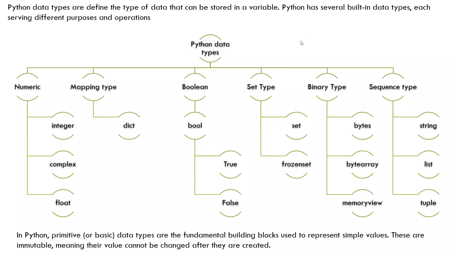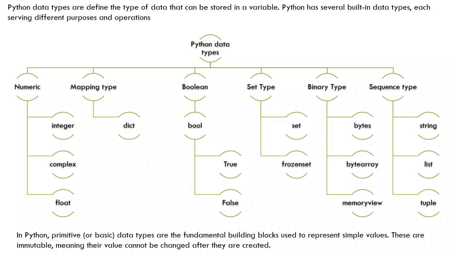Python has several inbuilt data types, each serving different purposes and different operations. Each and every data type has its own characteristics. So they are serving different purposes and different operations.